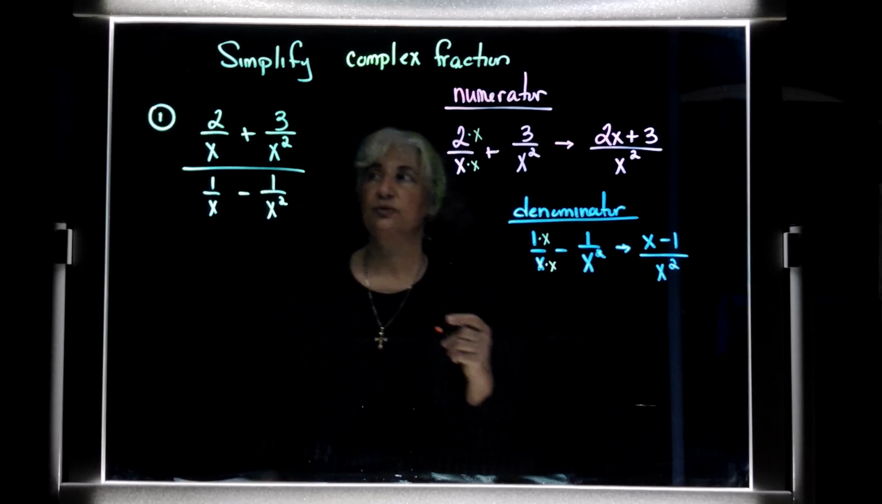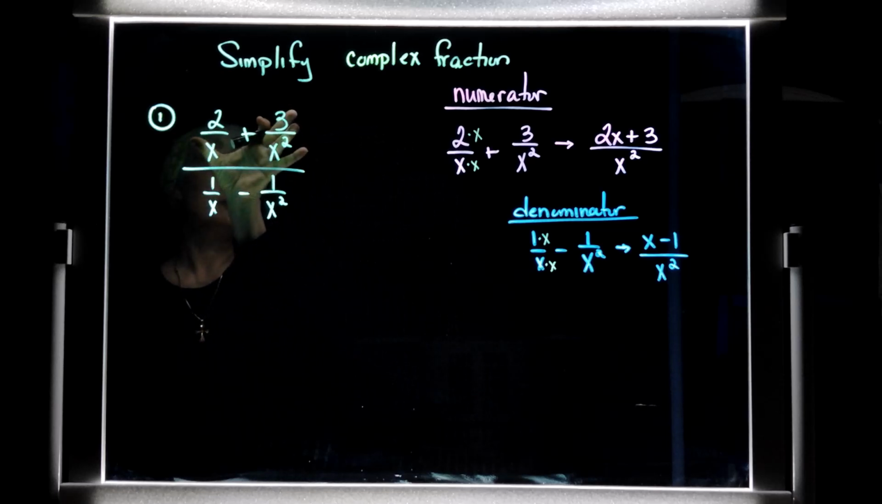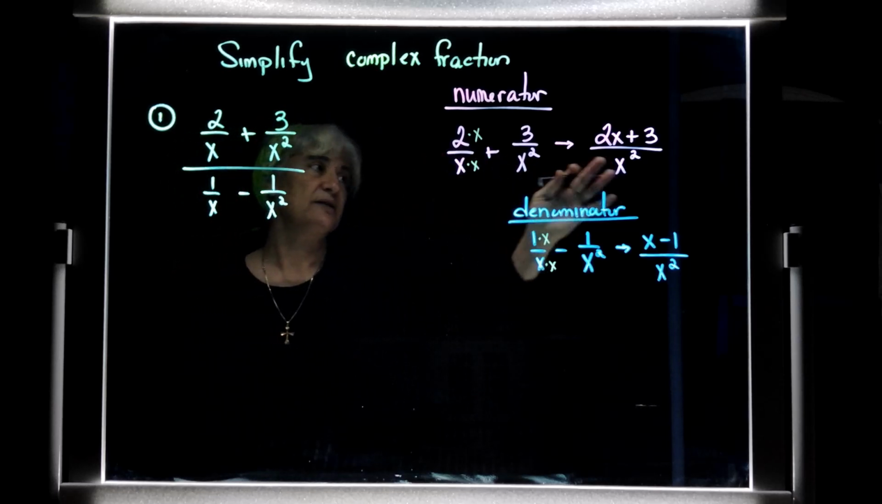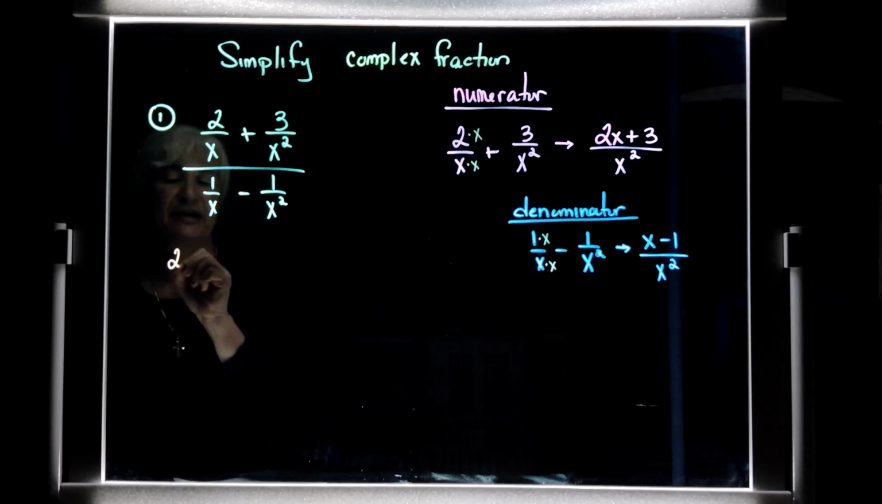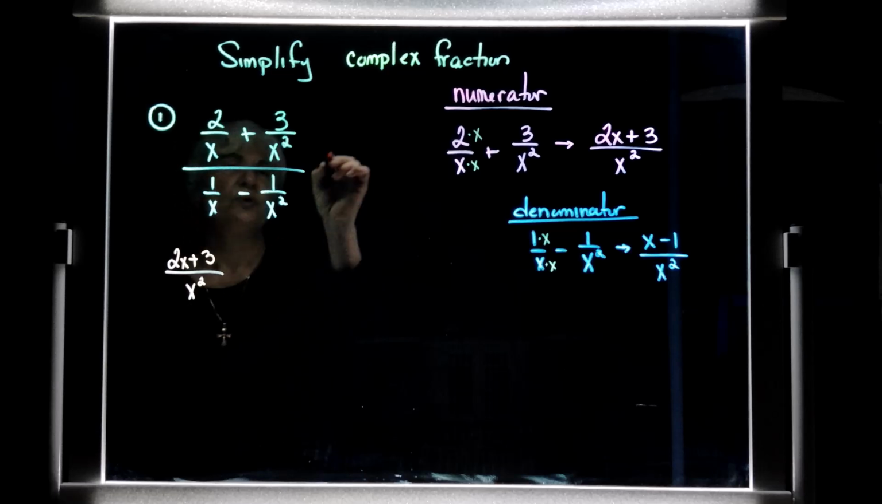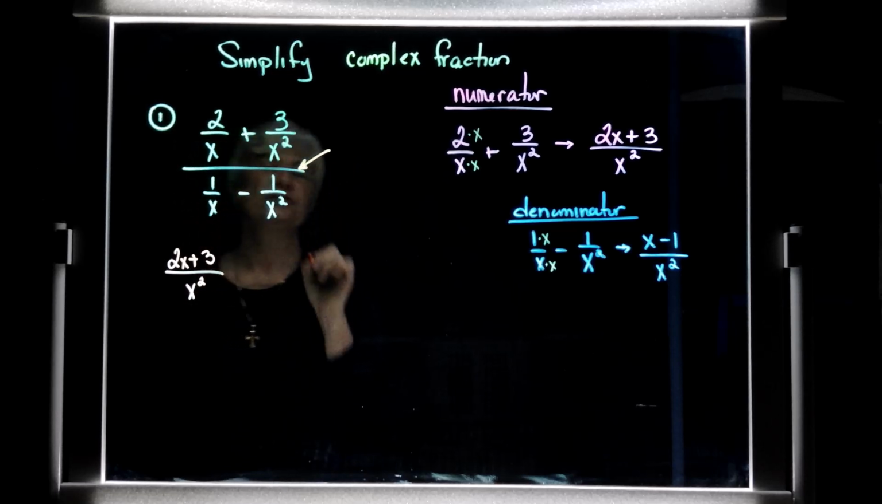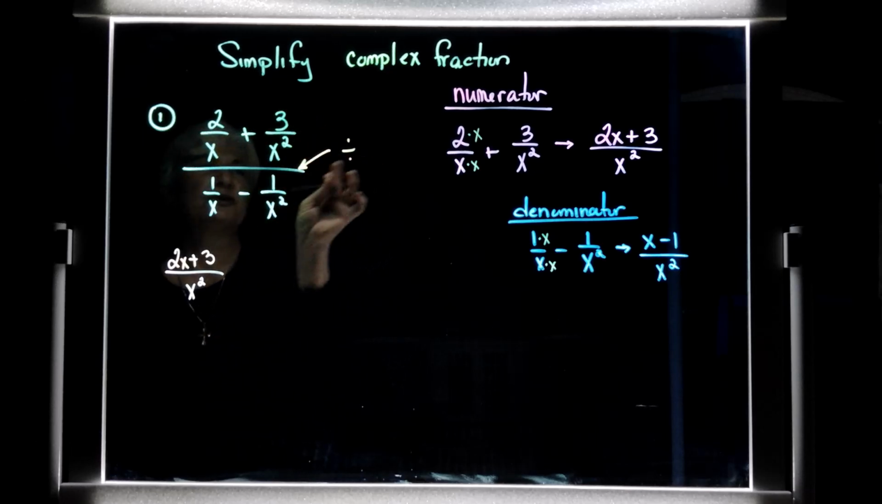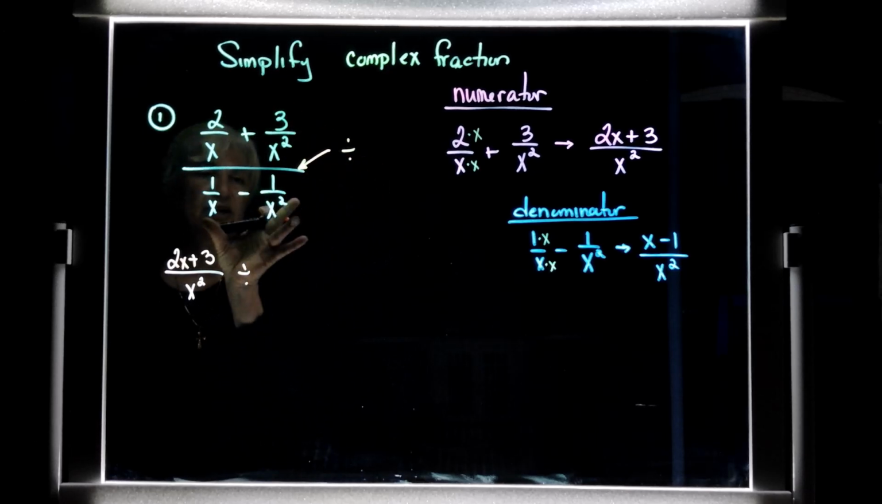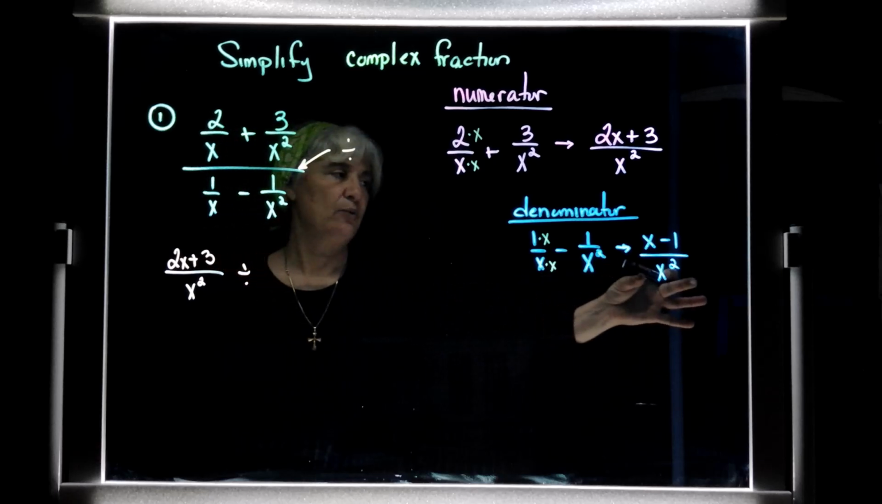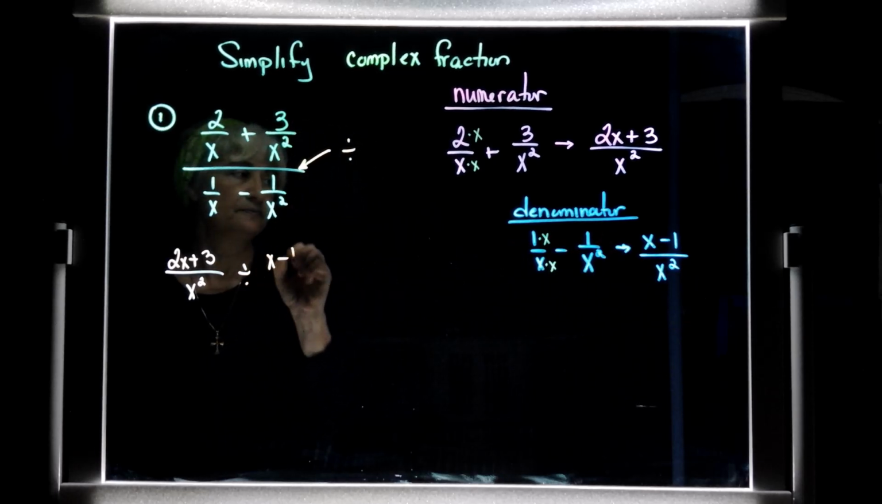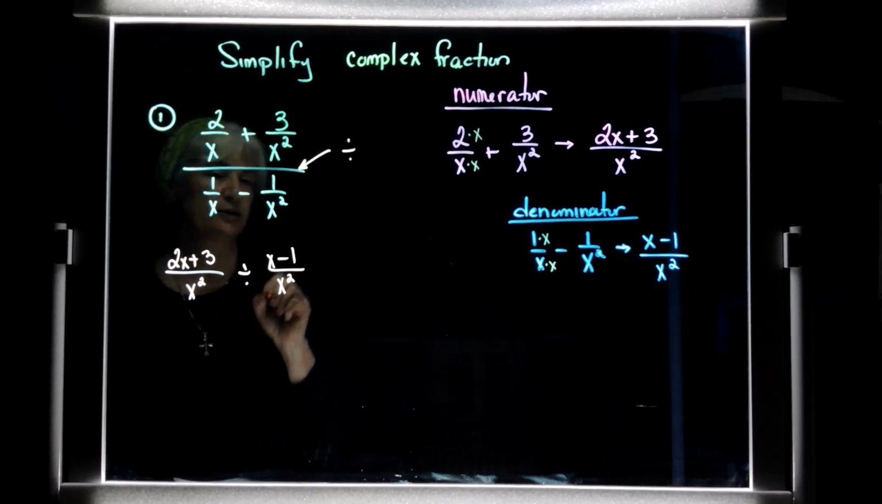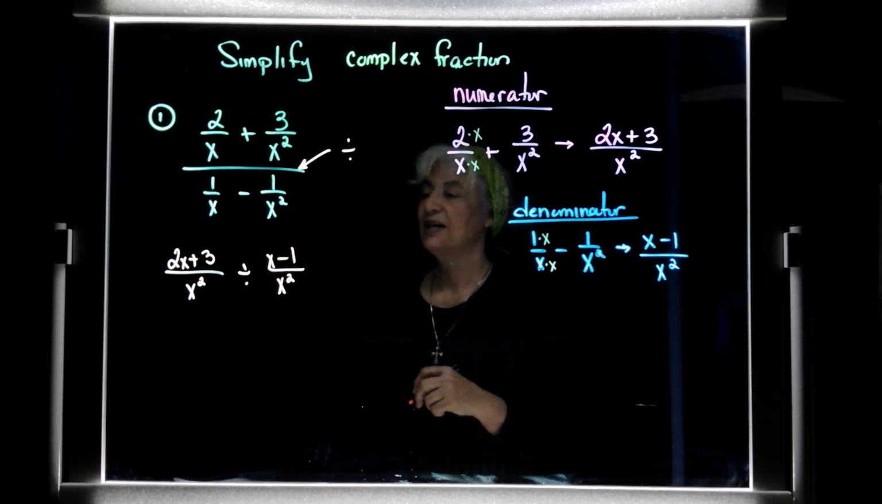Okay, let's go back to the original problem. So this is my numerator, but this is what it simplified to when I added the two fractions. What does that line mean again, separating numerator and denominator? Division. So the numerator is being divided by the denominator, and we did that work over here. This is what it looked like when we subtracted them.